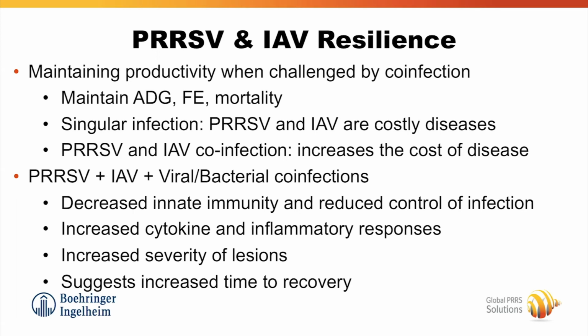So overall, PRRS and influenza resilience, maintaining productivity when challenged by co-infection is what really the challenge is. Trying to maintain that average daily gain, feed efficiency, and keep mortality to a minimum when we have PRRS and flu involved as cofactors at the same time. Definitely a single infection, PRRS and flu are costly diseases, but we've seen the economic impact they can have when presented together. And as far as PRRS and flu and the viral or other bacterial co-infections, decreases in the innate immune response and reduced control of infection are a result.